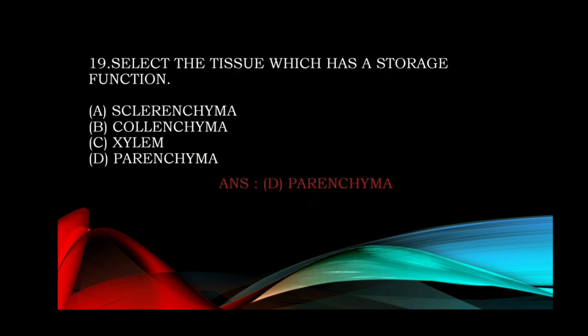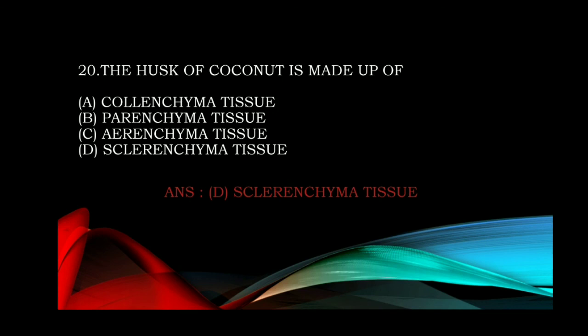Question number 19. Select the tissue which has a strong storage function. Option A, sclerenchyma, B, collenchyma, C, xylem, and D, parenchyma. And the correct option is option D, parenchyma. Last question. The husk of coconut is made up of options: A, collenchyma tissue, B, parenchyma tissue, C, aerenchyma tissue, and D, sclerenchyma tissue. And the answer is option D, sclerenchyma tissue.